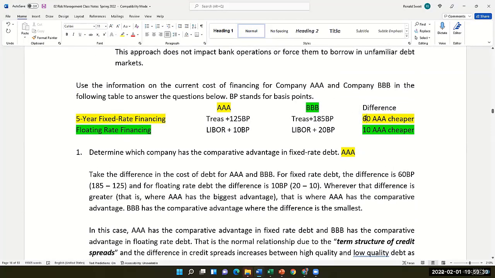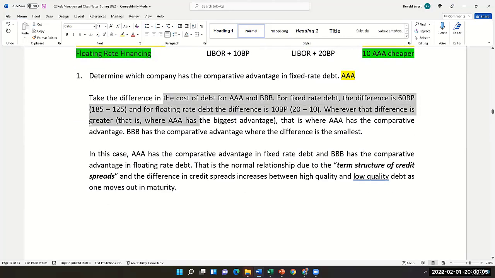All right, so wherever this number, and if you don't understand comparative advantage, just memorize this. Wherever this number is larger, that's where AAA has the advantage. Wherever this number is lower, that's where BBB has the advantage. So AAA has the comparative advantage on fixed rate. BBB has the comparative advantage on floating rate. All right. Now, why is that important? Because of the way we set up the swap. Okay, that's all explained in here.